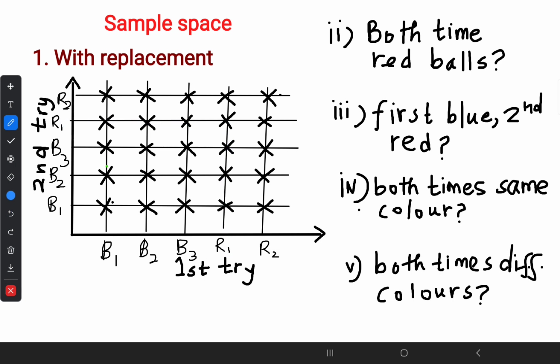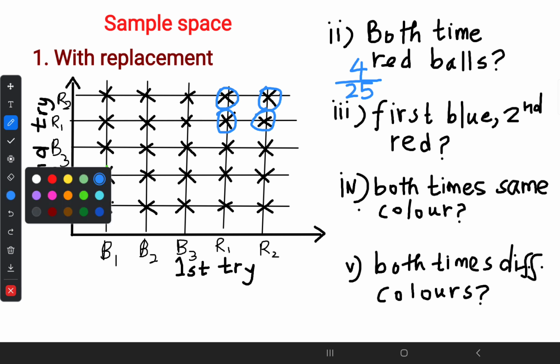Red and red. In both times, we are getting red balls. And next, red, red. Both times, we are getting red balls. Again, let's check with the next column. Red, blue, red, blue, red, blue, and red, red, red, red. We have the required ones over here as well. So among these 25, only 4 events satisfy our condition. Both times red ball. These are the probabilities.